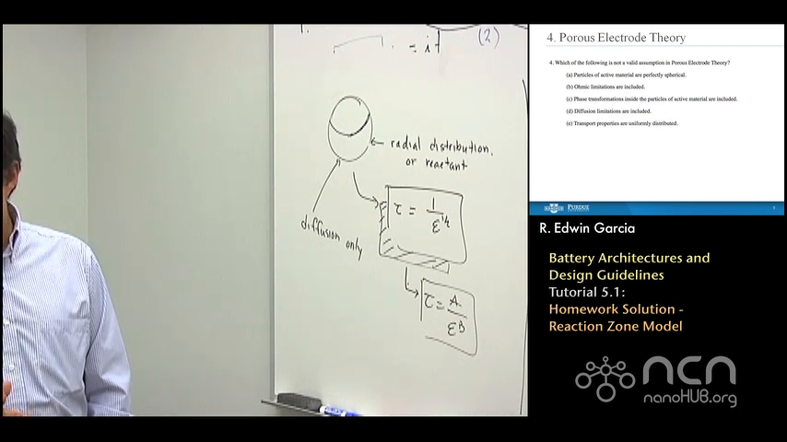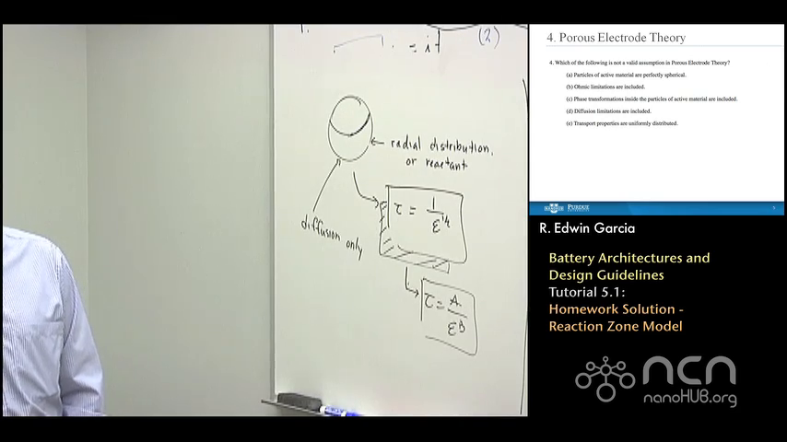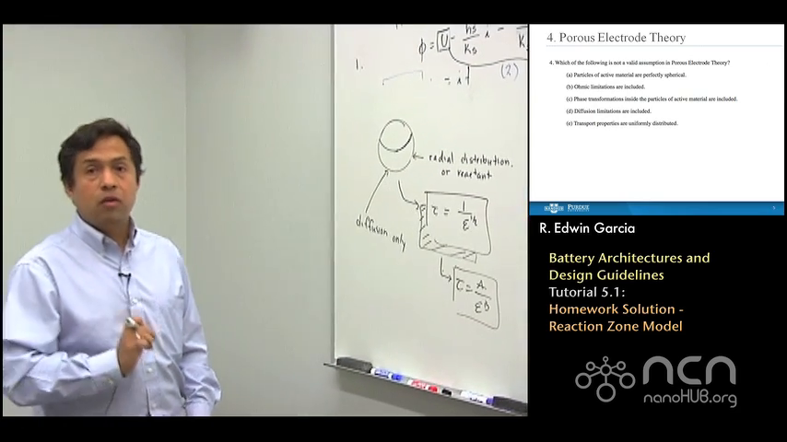So for question 4, the right answer was C, phase transformations inside the particles of active material are not included.